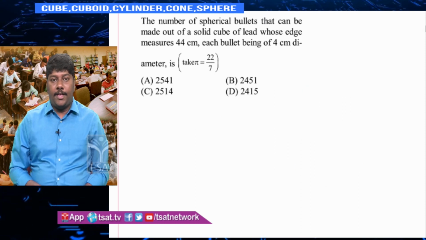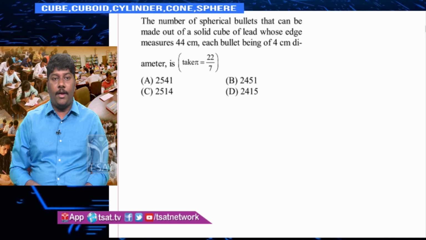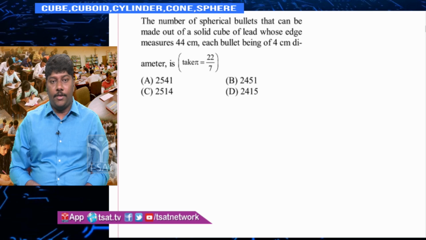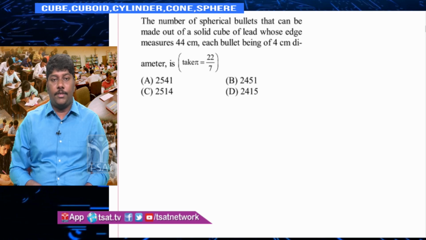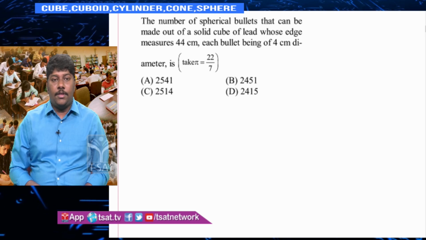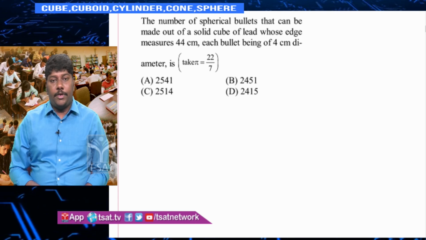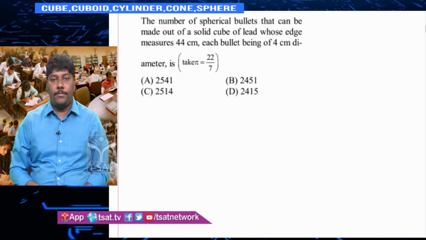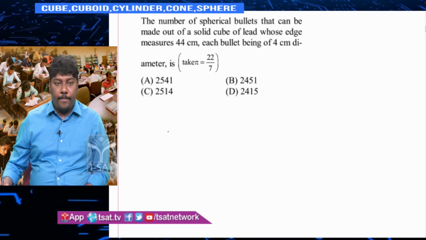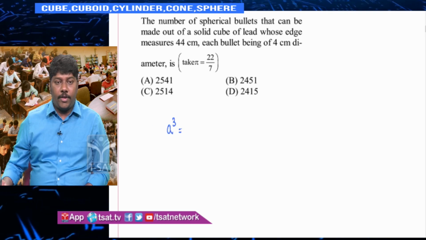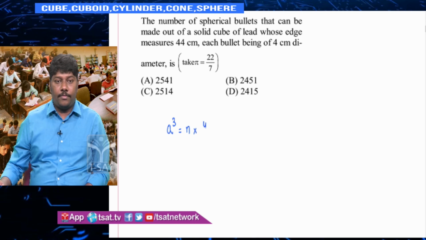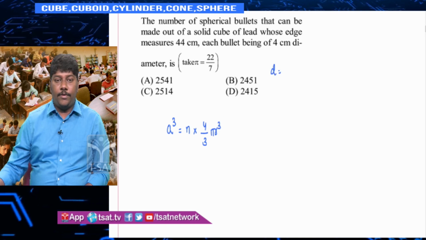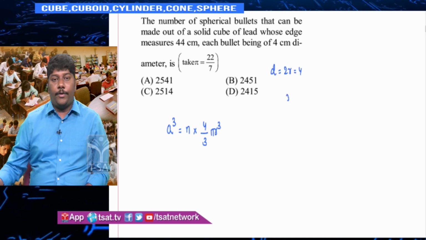Look at this question. The number of spherical bullets that can be made out of a solid cube of lead whose edge measures 44 centimeters, each bullet being 4 centimeters in diameter, is, take pi value as 22 by 7. So, you have to melt a solid cube and form some bullets. So, cube volume is equal to n into the volume of the sphere. Here diameter is given, 2r is equal to 4. Therefore, radius becomes 2.